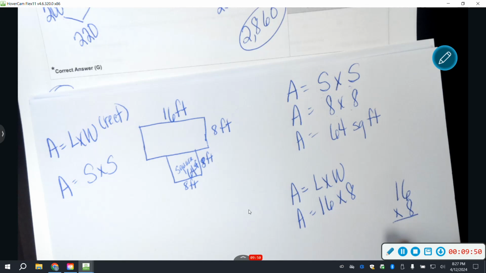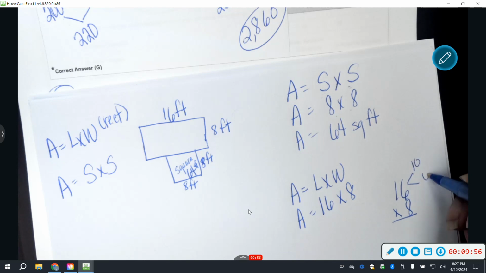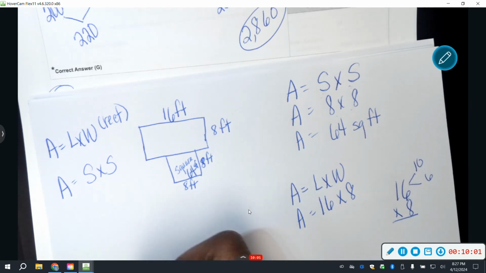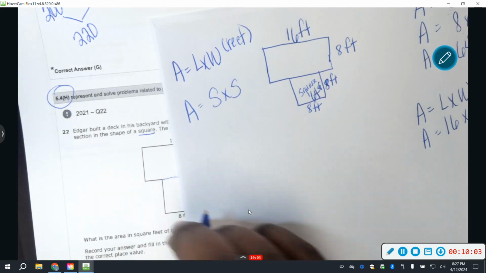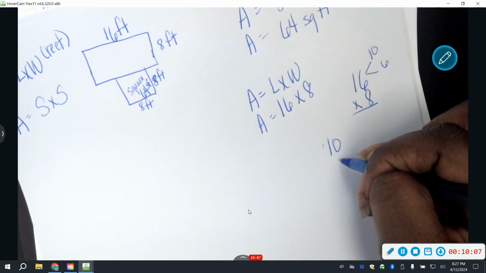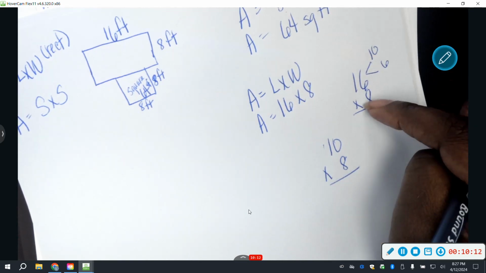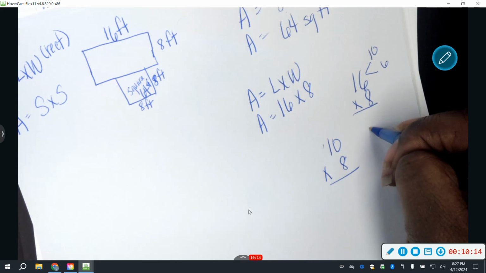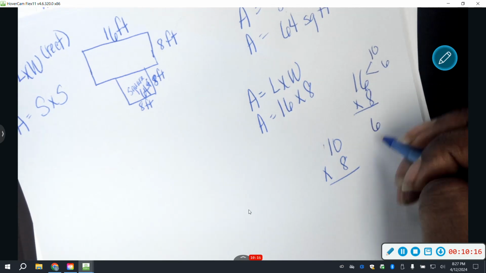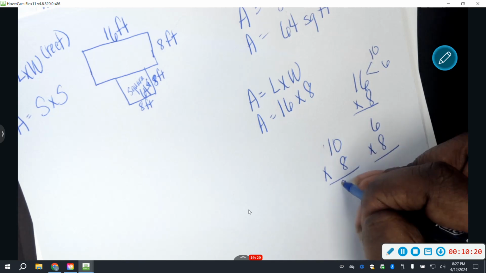Or if you don't want to do all the regrouping and it bothers you, then 16 is simply 10 and 6. Okay, if that's the case, I'm going to go over here. I need some room. 10 times 8. Here's our 10. There's our 8. We're just breaking this 16 down. And then what's left over from the 10 is the 6 times 8. Okay? I know that 8 times 10 is 80 because I can do that.